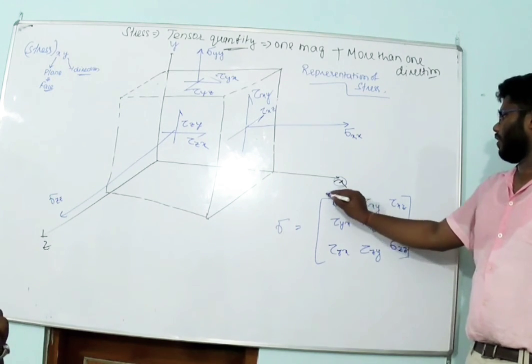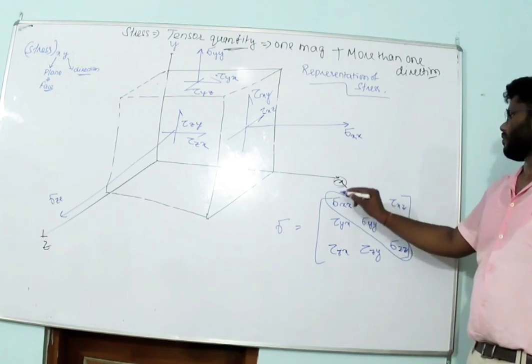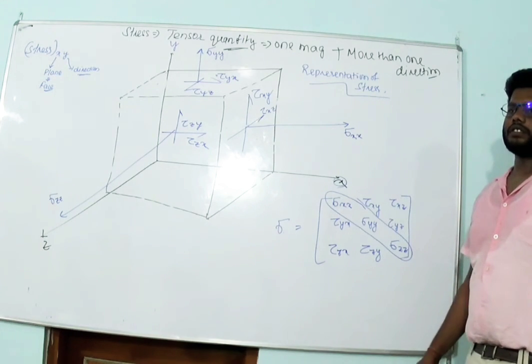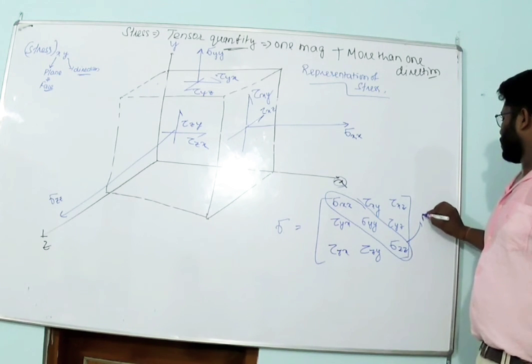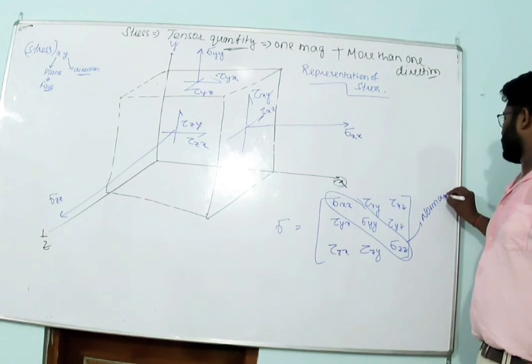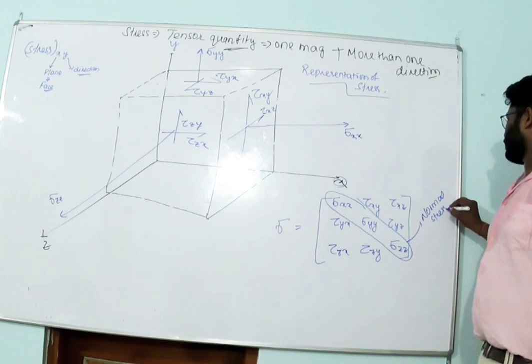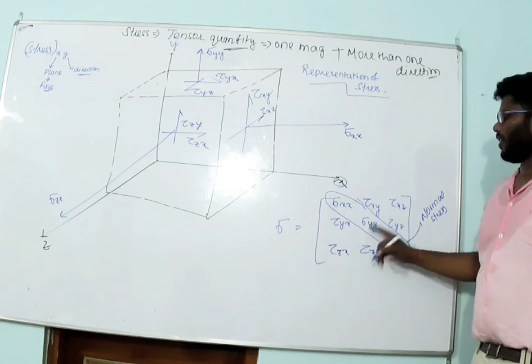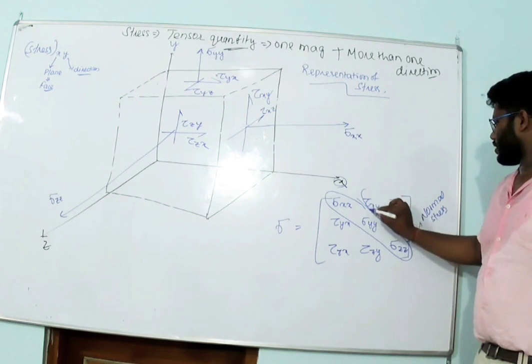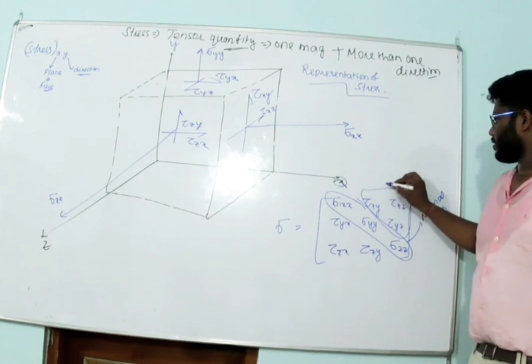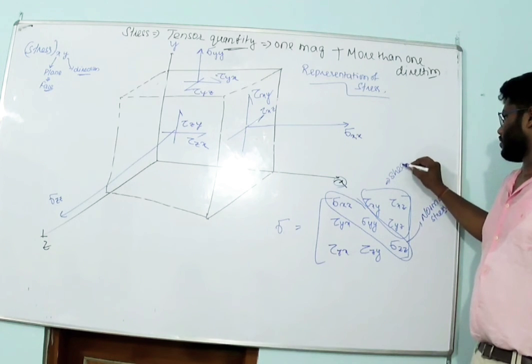So the diagonal of the stress matrix is normal stress. This one is called shear stress. So this is shear stress. So remember this one. Shear stress.